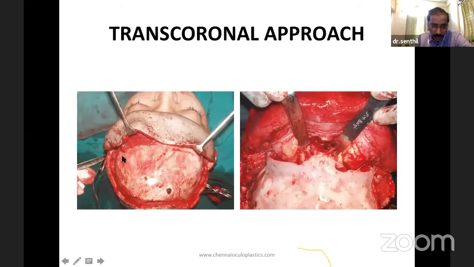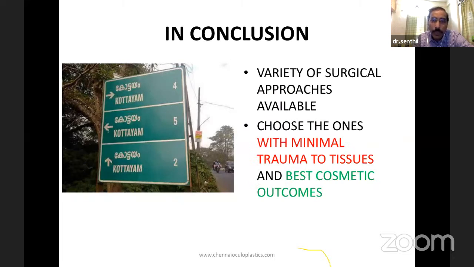Like here you can see, you make a bicoronal incision, you reflect the scalp flap, and you get panoramic exposure to the superior orbit. So these are the various types of incisions, the different approaches by which we can remove orbital tumors. And depending on the site of the lesion, the size of the lesion, the age, and the type of the lesion, we'll have to titrate the surgical approaches and choose the one with minimal trauma to tissues and best cosmetic outcomes.